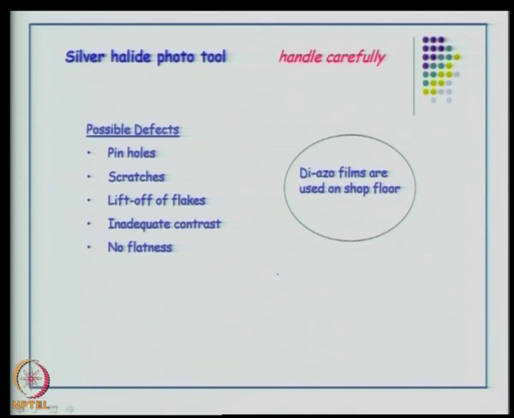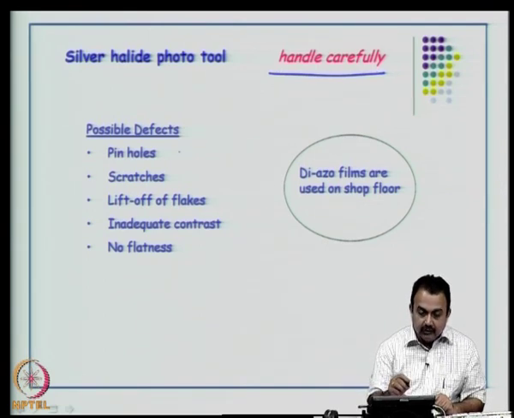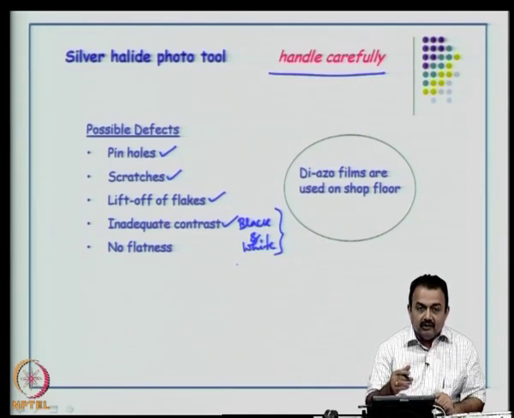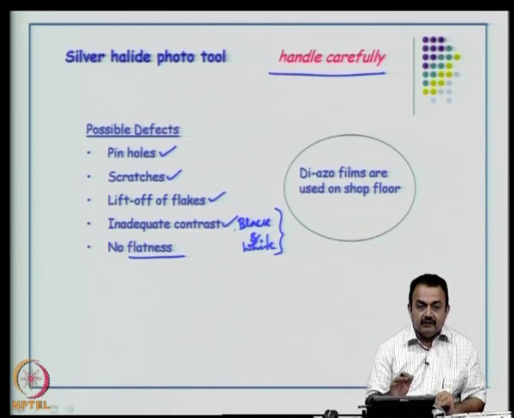Now, silver halide photo tool, like the mask that you are seeing here, you have to handle very carefully, okay, because you cannot afford to have defects. You must have a defect free photo tool. What are the defects you can see? You can see pinholes, scratches, lift off flakes, inadequate contrast between the black and the white areas. So, if you want a good resolution when you do a photo imaging onto the PCB, the black and white areas in your mask should have very good contrast. That depends on the photographic chemical process that you are going to do. And flatness, you should have very good flat surface. So, make sure that there are no dents. Okay.